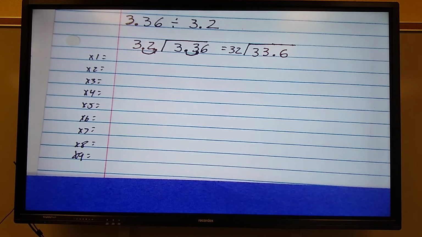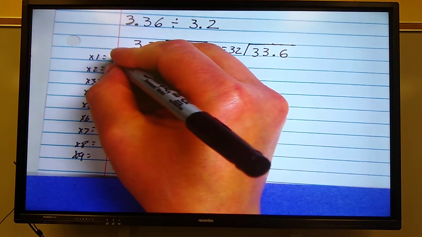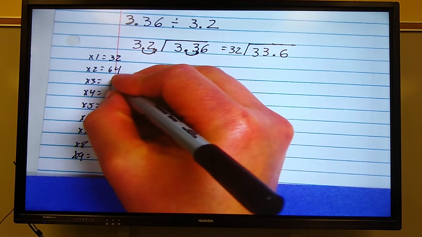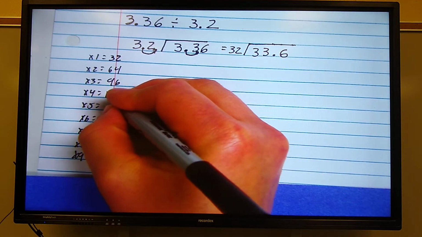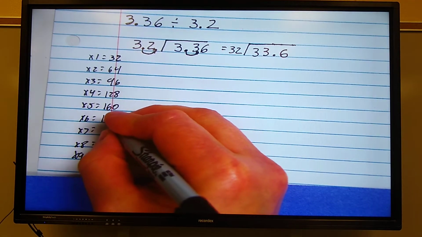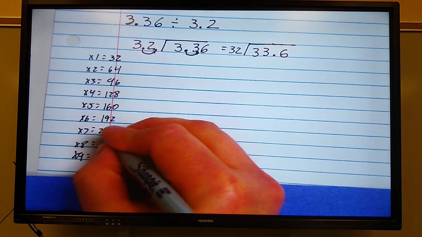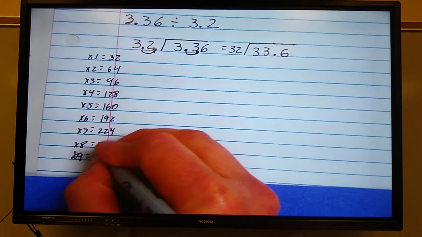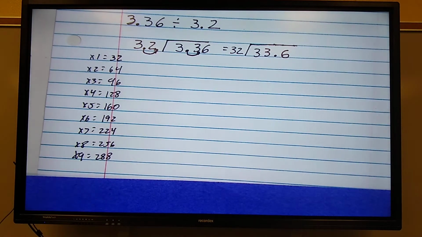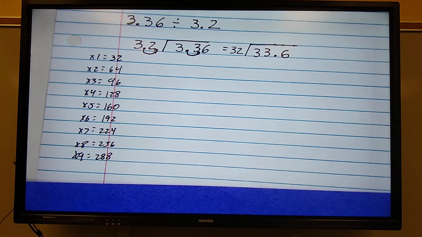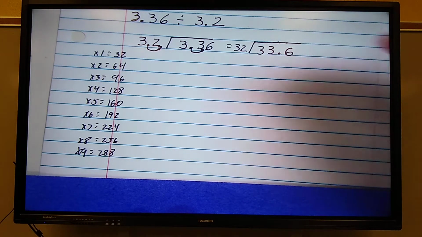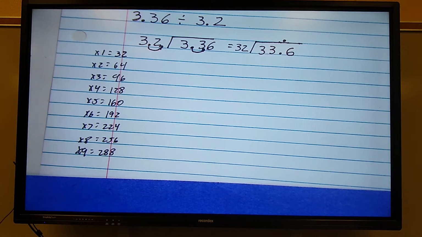All right. 32 times 1, 32 times 2, 64, times 3, 96, times 4, 128, times 5, 160, times 6, 192, times 7, 224, times 8, 256, times 9, 288. All right, now I have all the tools I need to solve this problem. Make sure you have all these correct. Pause the video and solve this division problem. Your decimal will be right there.